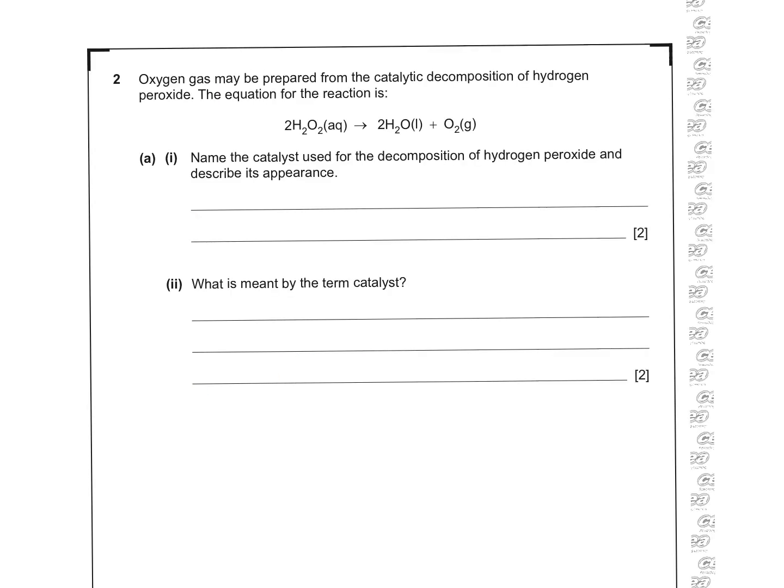Question 2 says for the decomposition of hydrogen peroxide. So A part 1, name the catalyst used for this reaction. Well, manganese dioxide is the catalyst used, or you can say manganese 4 oxide. Now be careful that you don't write something like manganese 4 dioxide. Okay, that would be wrong. Now we still have to describe its appearance. Well, it is a black solid.